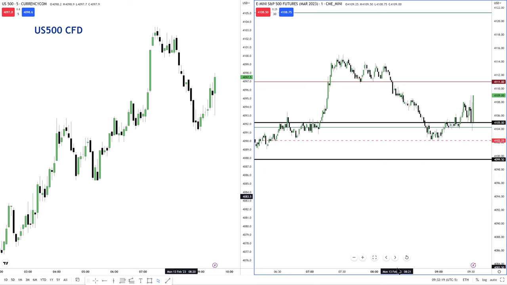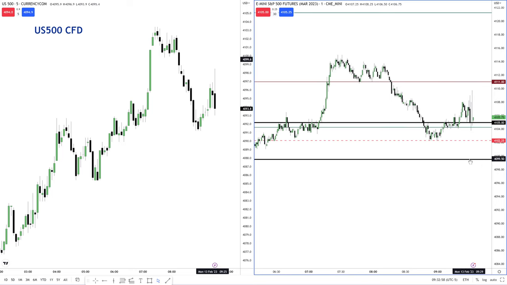Now that 4111 line that you're seeing here on the right-hand side chart, what that is, is the consequent encroachment of the daily candle from February 7th, 2023, the lower wick on the bottom of the candle. That level is what's being annotated right here. And just above that, should we get some kind of a, see now I like this right here. This looks like it's failing, and reach down here to the lower end of the gap.